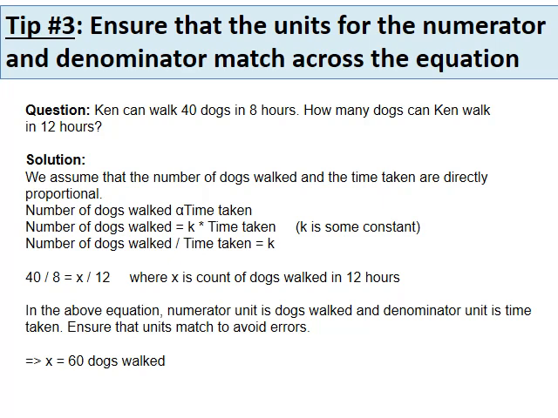In the above equation, the numerator unit is dogs walked and the denominator unit is time taken. Ensure that units match to avoid errors. The solution is x is equal to 60 dogs.